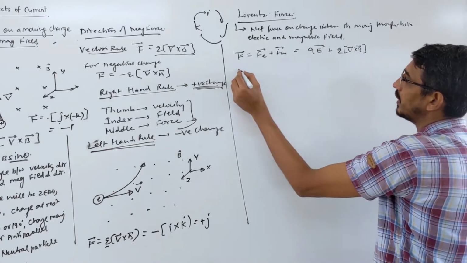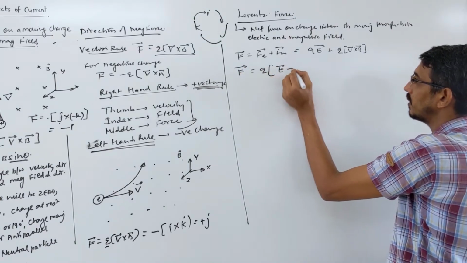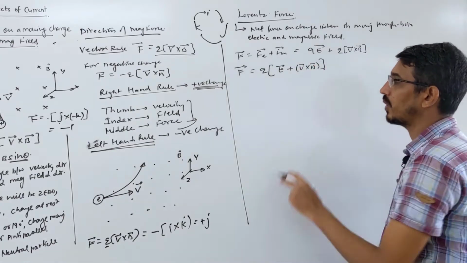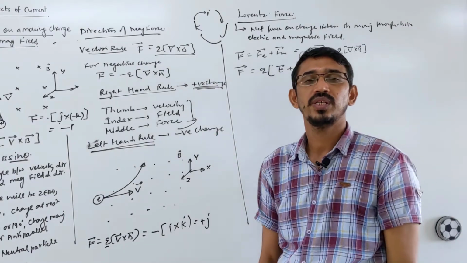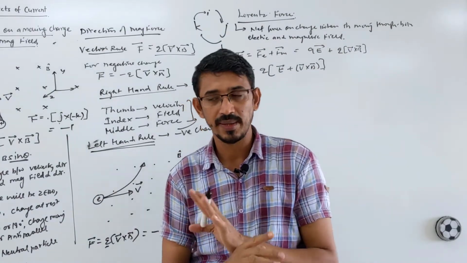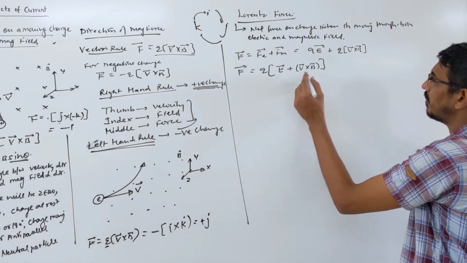If you see here, you can take q common also. You can also write it as q, you take common, then E plus V cross B. This way also you can write. This is called the Lorentz equation. Net force when a charge is moving through electric and magnetic fields together, right? Both fields are acting and the charge is moving through them. Then what is the net force? Correct? This is very important.